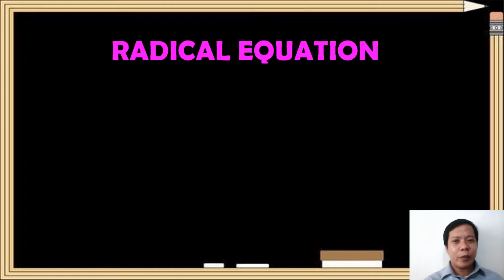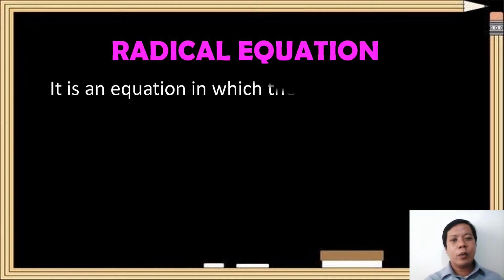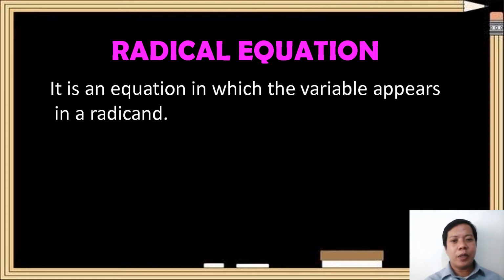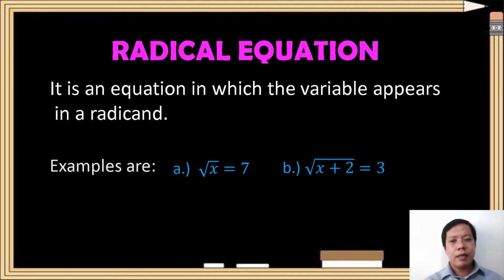Okay, before anything else, let's define radical equations. So what is a radical equation? It is an equation in which the variable appears in a radicand. I will give you examples. Examples are A, square root of x equals 7; B, square root of x plus 2 equals 3; and C, square root of 2x minus 3 equals square root of x plus 5.